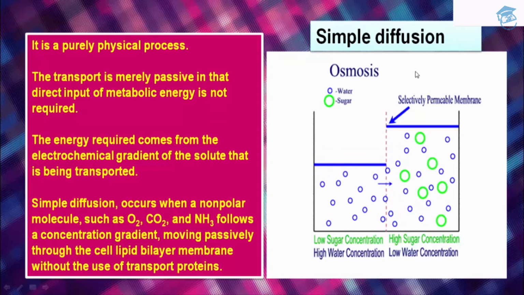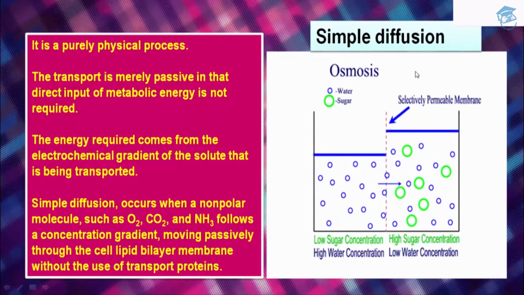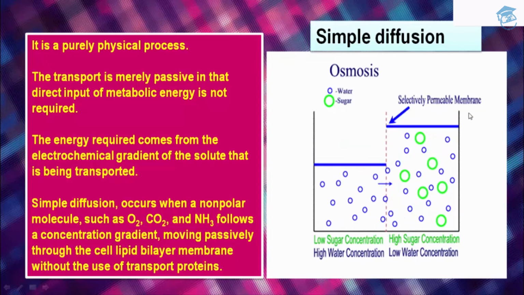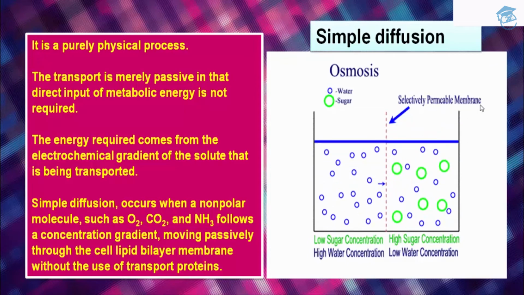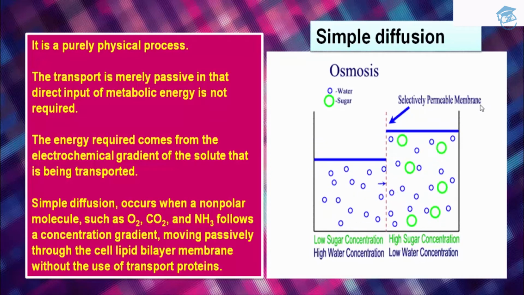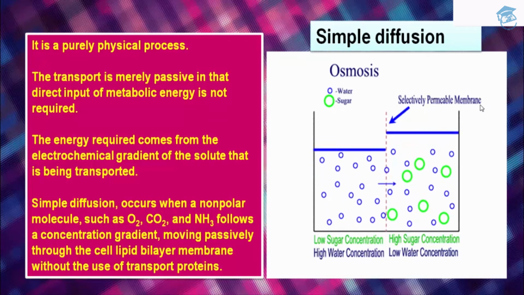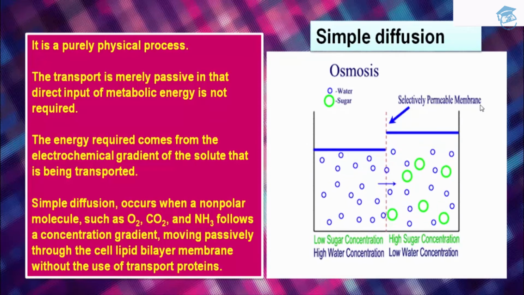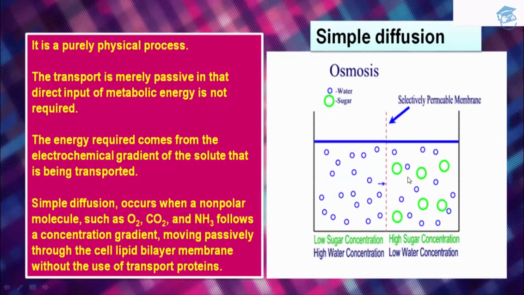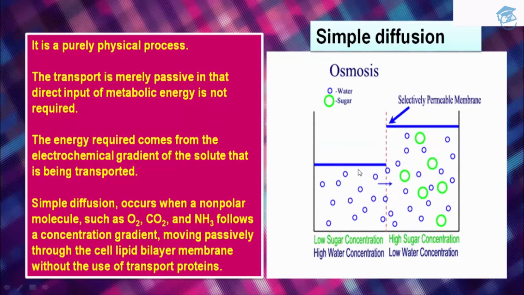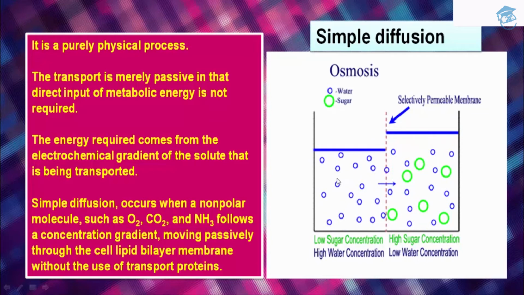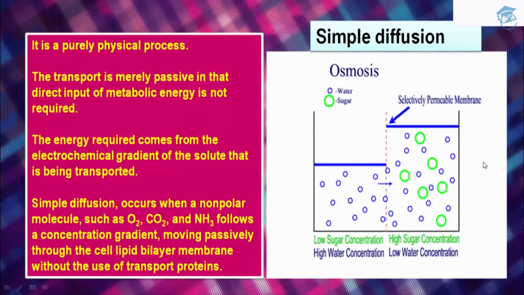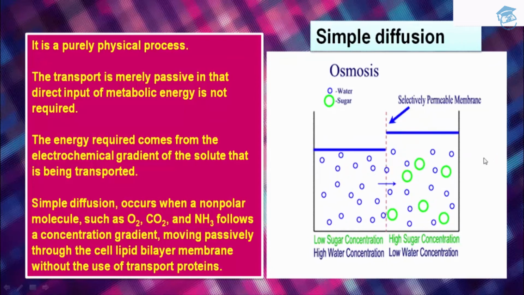Okay, but wait, what is a semi-permeable membrane? It is a membrane that acts as a barrier that allows some molecules or substances to cross but not others. Okay, it does not allow other molecules to pass through it. Can you see this sugar molecule, the green one? Can it pass from this region to this region? No, but it can pass water through it. See, water is going from this region to this region.